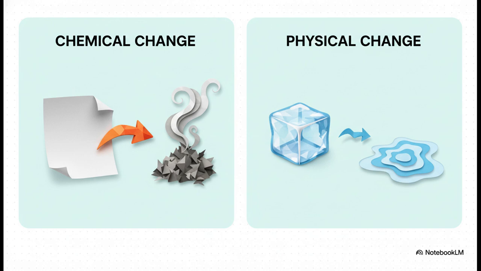Making a compound, like a cake, involves a chemical change. You form a completely new substance. A good example is burning paper. It turns into ash, and you can't turn it back into paper.